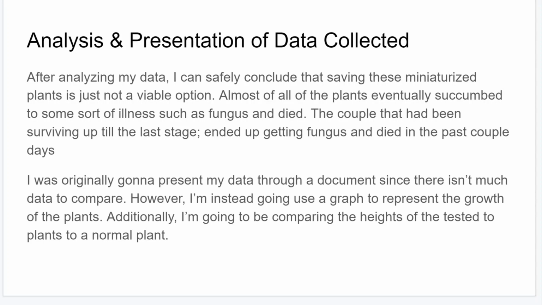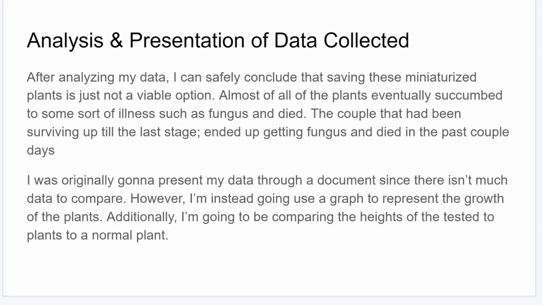As I was analyzing the data I collected, I started to realize that saving these plants was just not a viable option. Almost all of the plants succumbed to some sort of illness and died within the first week. The last couple surviving ones ended up dying in their last week.